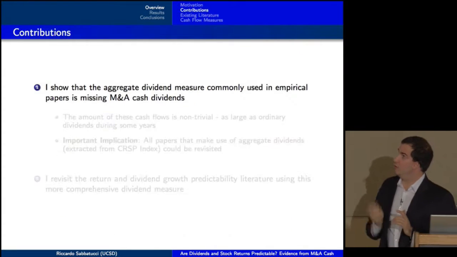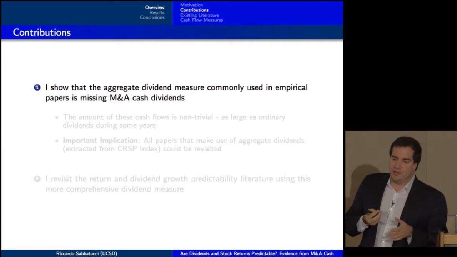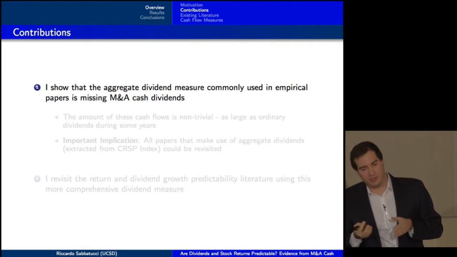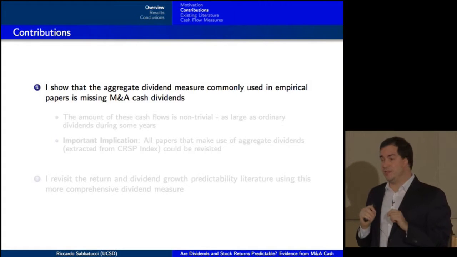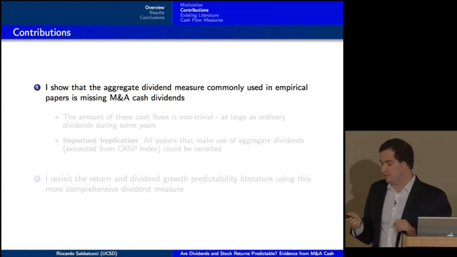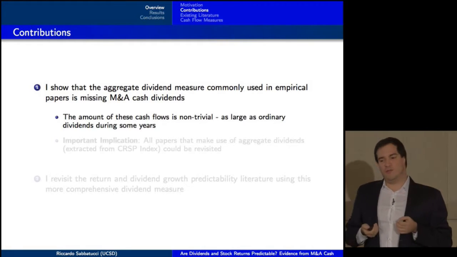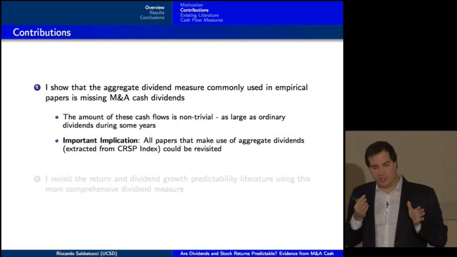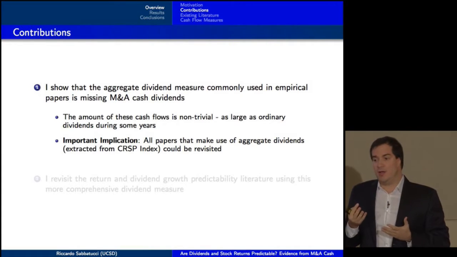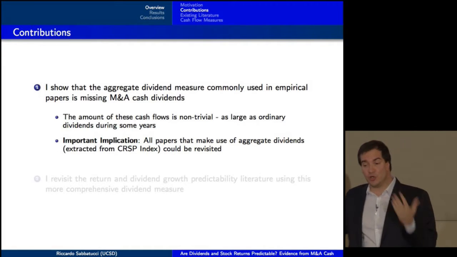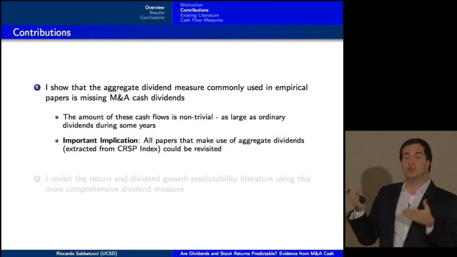So what's the contribution of this paper? I show first that the aggregate dividend measure most empirical papers use, which is extracted top-down from the CRSP index, does not include these M&A cash dividends. The amount of this cash flow is non-trivial, as we have seen from the graph. And most importantly, if liquidation dividends are included in the ordinary dividend measure, then these M&A cash dividends, being basically liquidation dividends, should also be included.